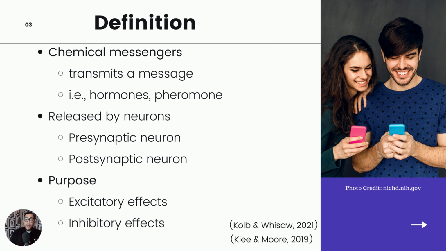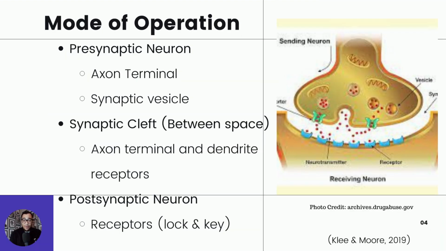The presynaptic neuron is like the phone sending the text, and the postsynaptic neuron is the phone receiving the text. Now, the purpose of these neurotransmitters is for excitatory and/or inhibitory effects. Excitatory neurotransmitters make it more likely that the neuron will fire an action potential. And inhibitory neurotransmitters have inhibitory effects on the neuron. That means that they decrease the likelihood that a neuron will fire and take action in that way.